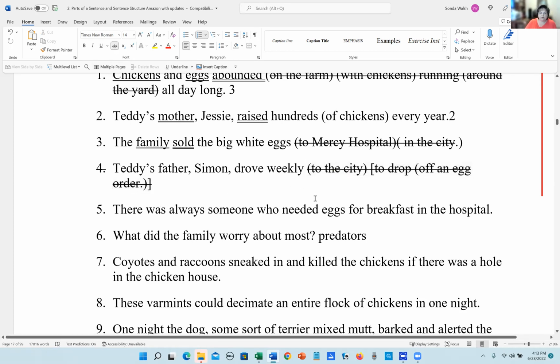And now we're looking for the action. What is the action of Teddy's father, Simon, drove weekly? Well, the word drove is our verb. I'm going to underline that twice. And now we ask, who drove or what drove? Father is the subject. And we remember Simon is an appositive. So father drove is our subject and verb in that sentence.